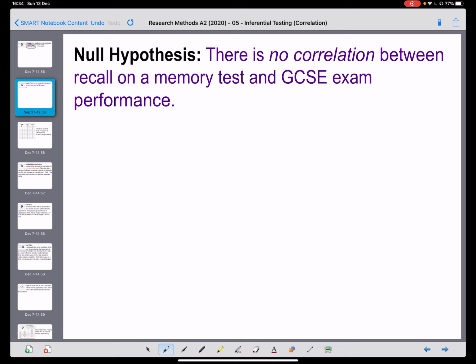Now, this is just the situation where you're basically saying it's an empty hypothesis. Some people call this H0, H for hypothesis, 0 for the null, where I say there's no correlation. So therefore, if it is significant, then I can say I can reject the null hypothesis that there's no correlation between recall and memory tests and GCSE performance.